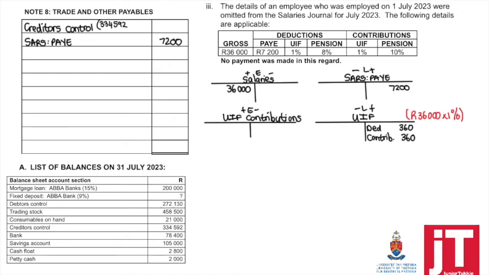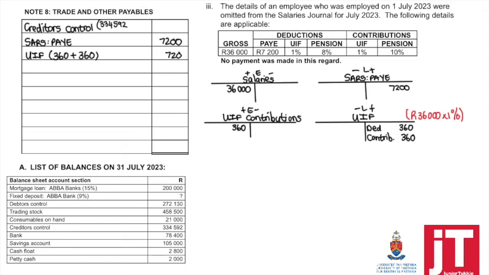Pension fund. Before we continue with the pension fund, UIF is deducted, but the business also contributes towards the UIF, which is an expense to the business. It means that UIF contributions will be debited, but account credited the UIF. That money is owed to the UIF, the Unemployment Insurance Fund. So when you take it to your trade and other payables, and this is what we tend to forget, it's the deduction plus the contribution made by the business towards that UIF.